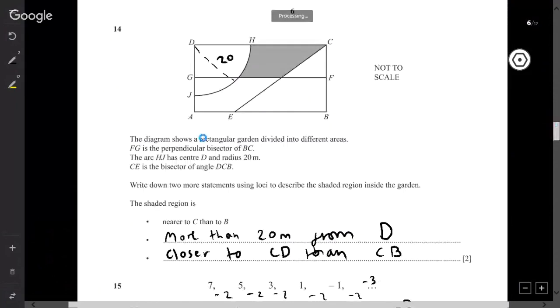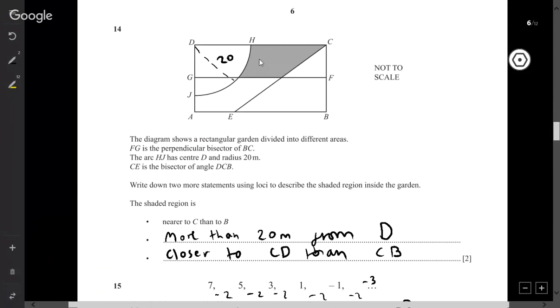Okay, question 14. The diagram shows a rectangular garden divided into different areas. FG is perpendicular to BC. The arc HJ has a center D and a radius of 20. And CE is the bisector of this angle, DCB. Write down 2 more statements using loci to describe the shaded region.